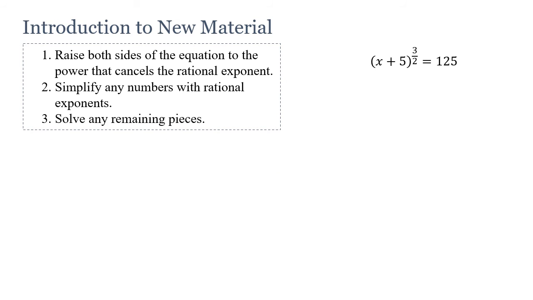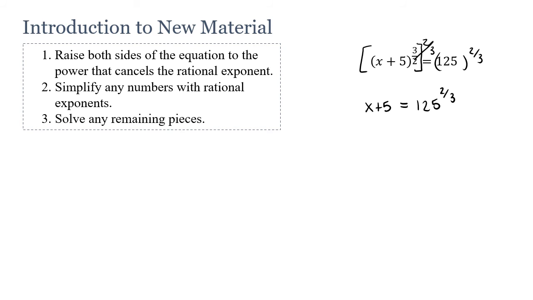Let's try this one. Step 1, raise both sides of the equation to the power that cancels the exponent. Alright, so here I've got 3 over 2, so I got to raise it to the 2 over 3. So that way it'll cancel. I have to do it to both sides. This will cancel here, that's why I do that. The left-hand side will come down. Now the right-hand side is going to be 125 to the 2/3.